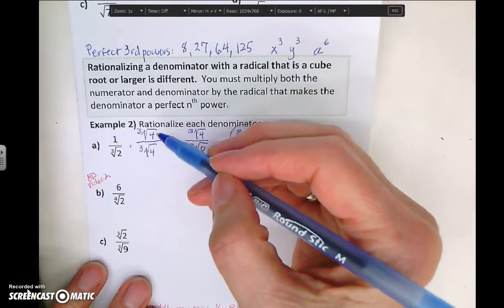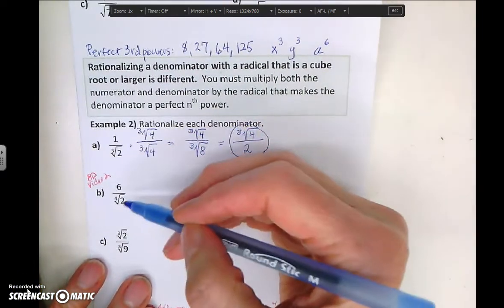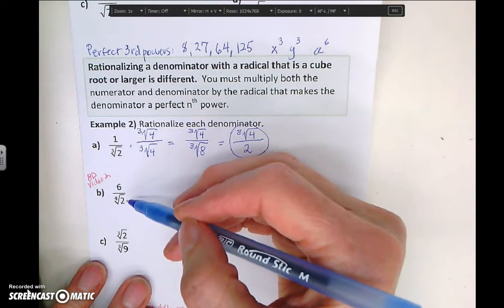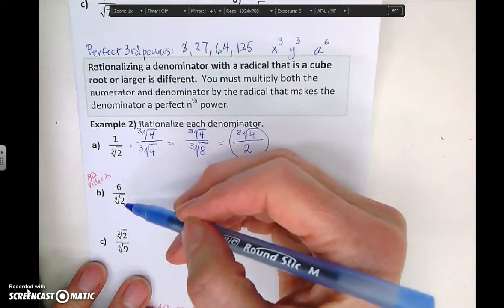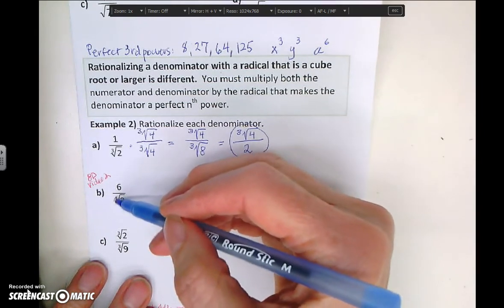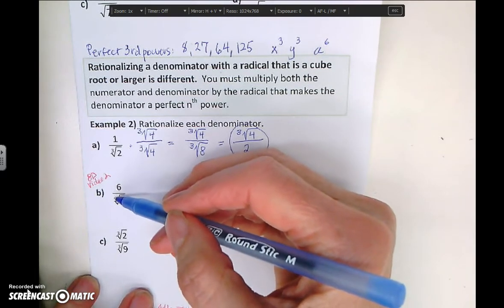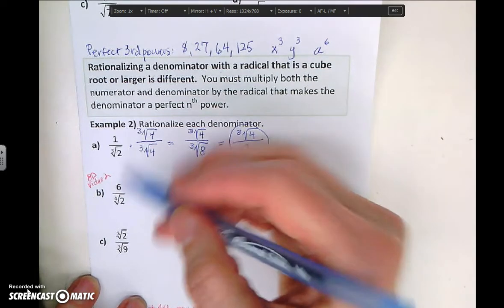All right, so we're going to continue. We're going to rationalize each denominator. Again, this won't reduce. This is outside and that's inside, so I can't mix those two. But I do have a radical in the denominator that I need to make perfect. I have to look at the index and I see that it's a fourth root.